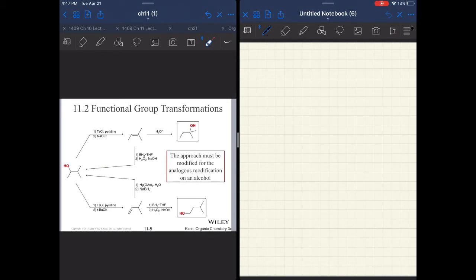You're going to have multiple options. That's something that's really important that you need to keep in your awareness. Synthesis problems often have multiple solutions.